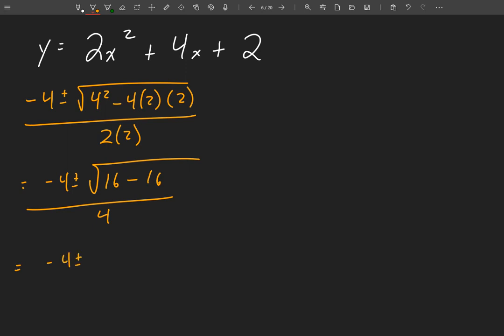16 minus 16 is 0, right? So this is the square root of 0. What is the square root of 0? Well, the square root of 0, this shouldn't scare you. This doesn't mean anything crazy or wild. This is not impossible. It's perfectly valid.